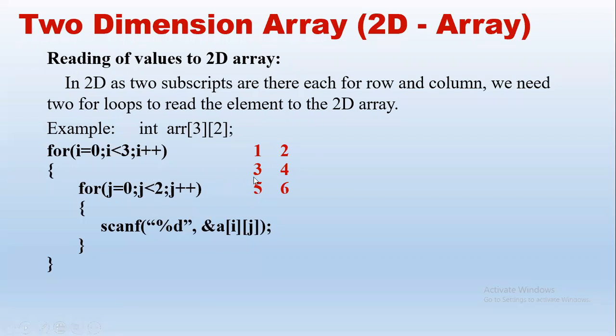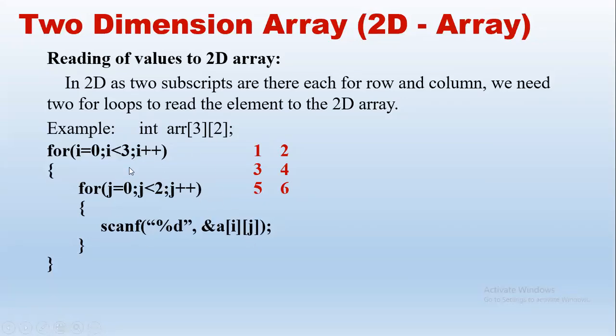So depending on the number of rows and columns we need in our 2D array, we have to give the condition, right? So i less than 3 because we have 3 rows and j less than 2 because there are 2 columns. So we take input, this is an integer 2D array, so %d will be the format specifier and a[i][j]. i is the index for row, j is the index for column.